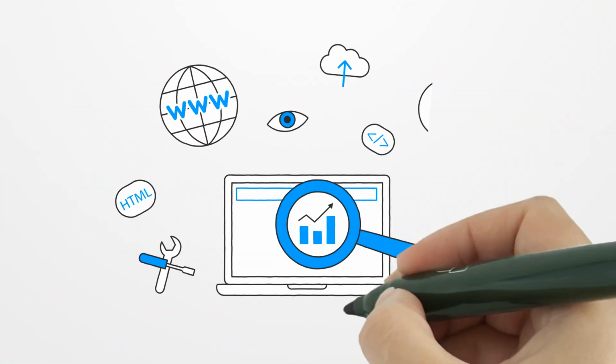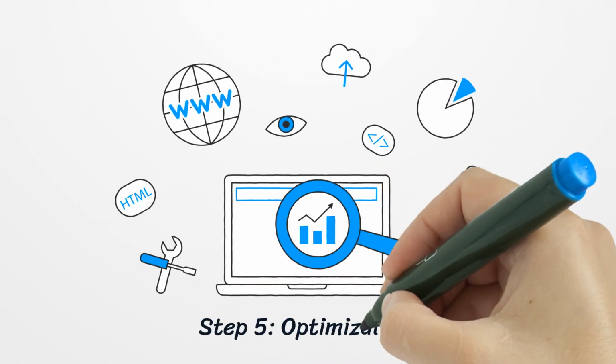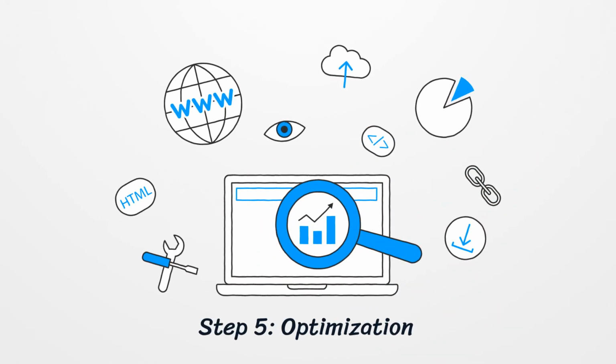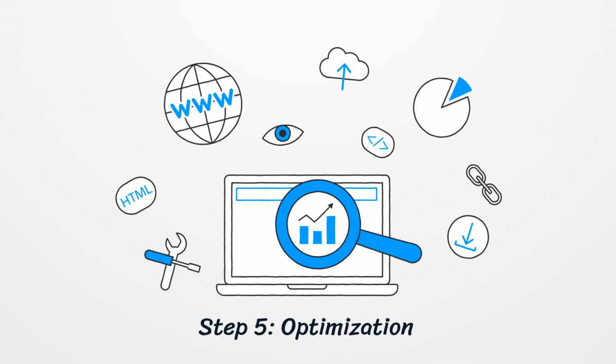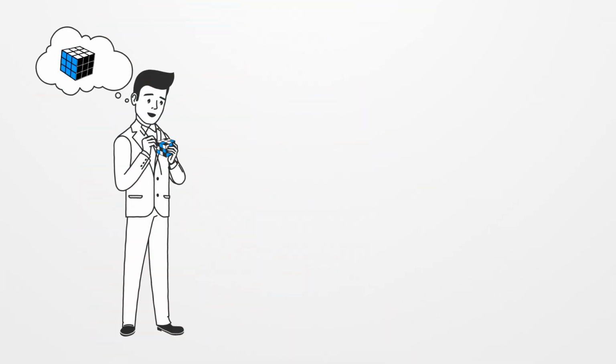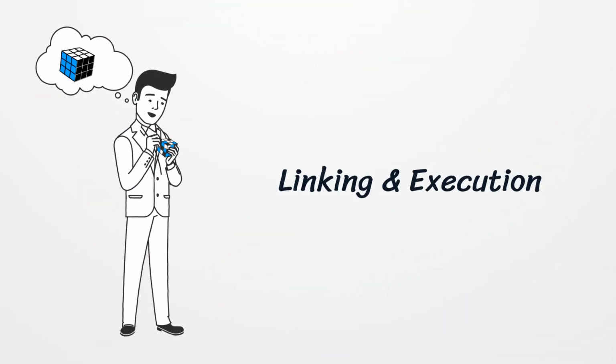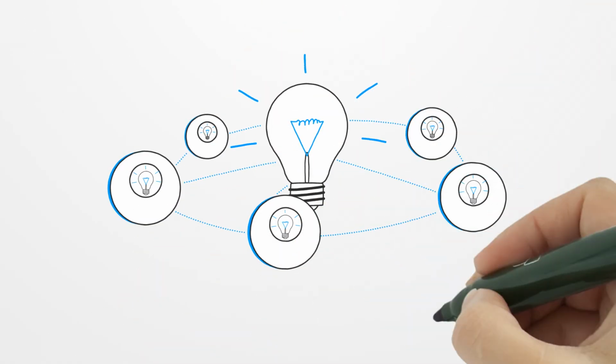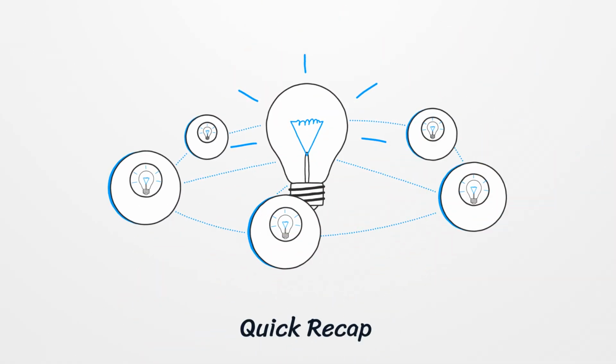Then comes optimization. The compiler improves your code to run faster, using fewer resources. Finally, it generates real machine code, the instructions your processor executes. The linker then combines everything, your code, libraries, and resources, into a final executable. Then your program runs. So in short, your compiler goes through 7 brilliant stages to turn logic into life.